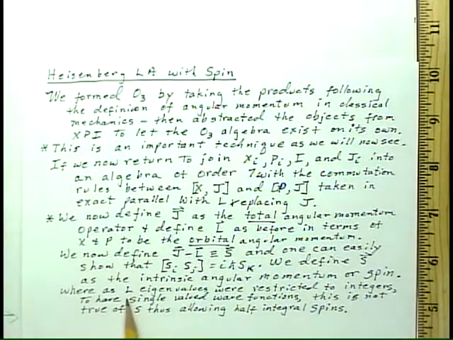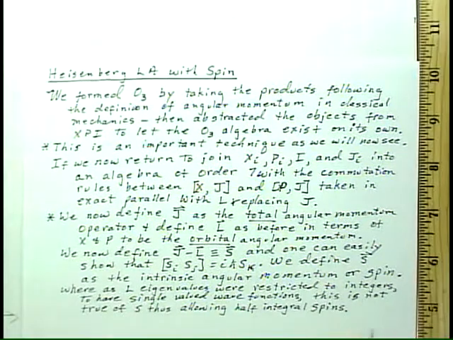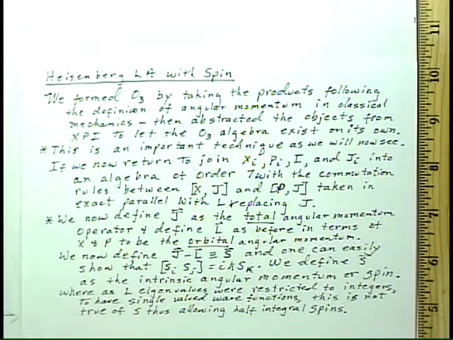Whereas L has eigenvalues that are restricted to integers, because the rotation of the wave function around must join with itself in an integral fashion, it turns out that these spin eigenvalues do not have to be integral and are allowed to have the half-integral values of the representation that we previously found.